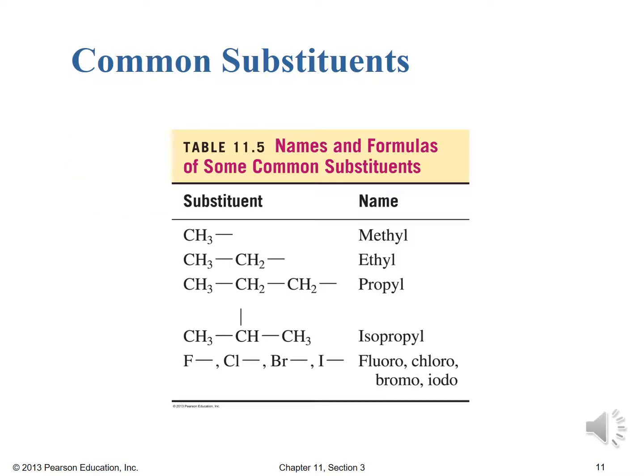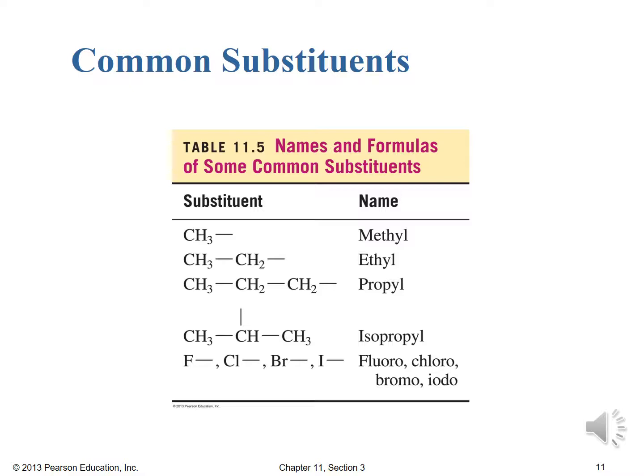Okay, so if we pause here to look at table 11.5, we've got the names and formulas of some common substituents. As I said, the most common alkyl substituents will be short ones like methyl, ethyl, propyl. Isopropyl you see is different than propyl. They're both 3 carbon substituents, but the isopropyl, it's almost like a pair of scissors. It's that center carbon that attaches to the alkane chain in this chapter, whereas the propyl group attaches at a terminal CH3. So just be careful.